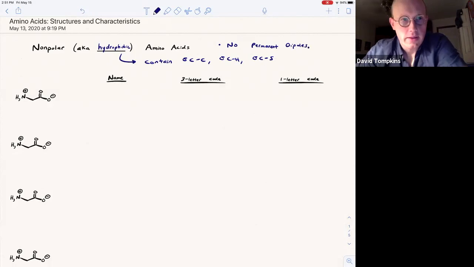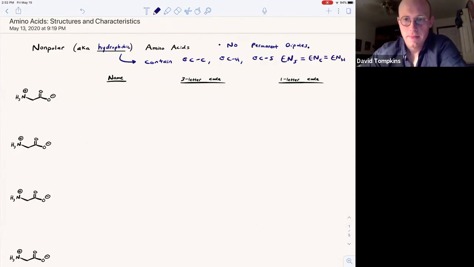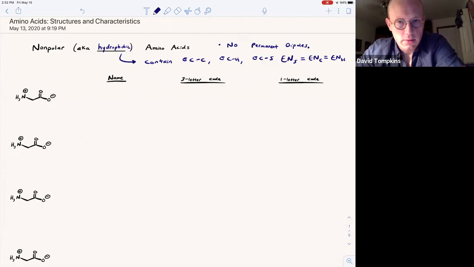And the reason that they are nonpolar, or there's no permanent dipole, is because, of course, the electronegativity value of sulfur is equal to that of carbon, which is approximately equal to that of hydrogen. So there is no considerable difference in electronegativity, and therefore they have nonpolar bonds.